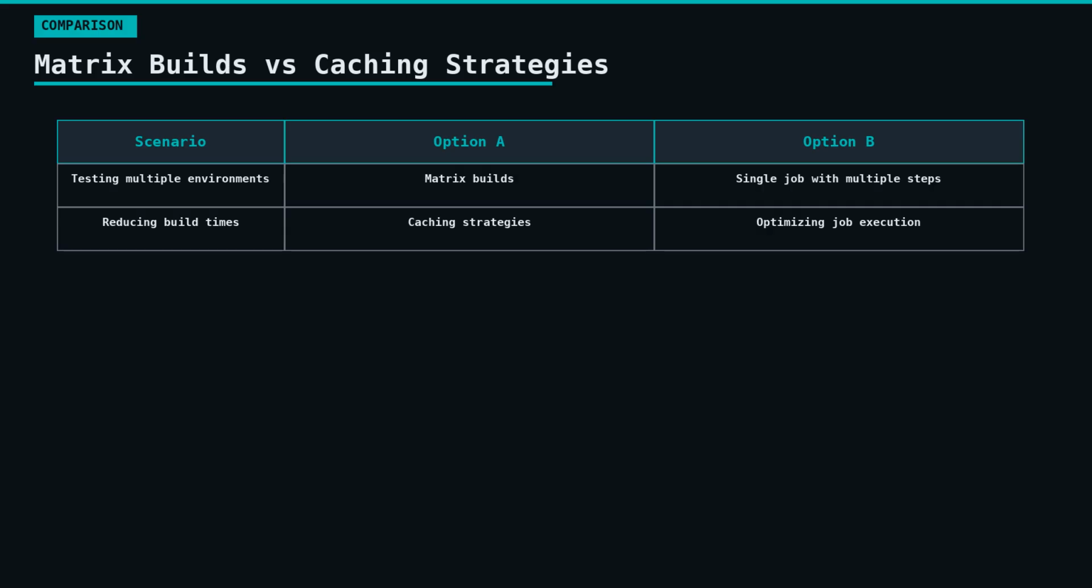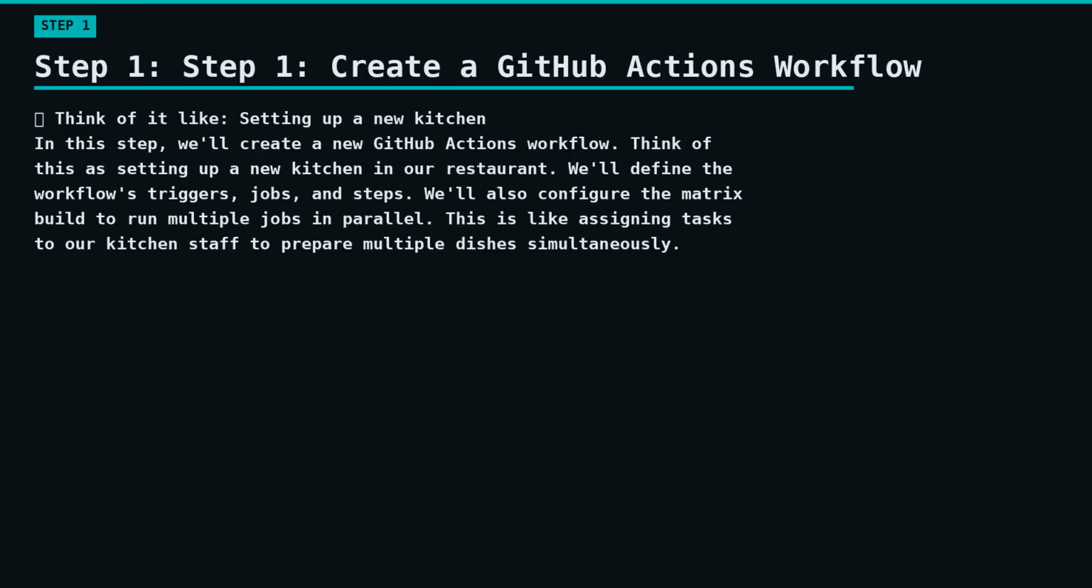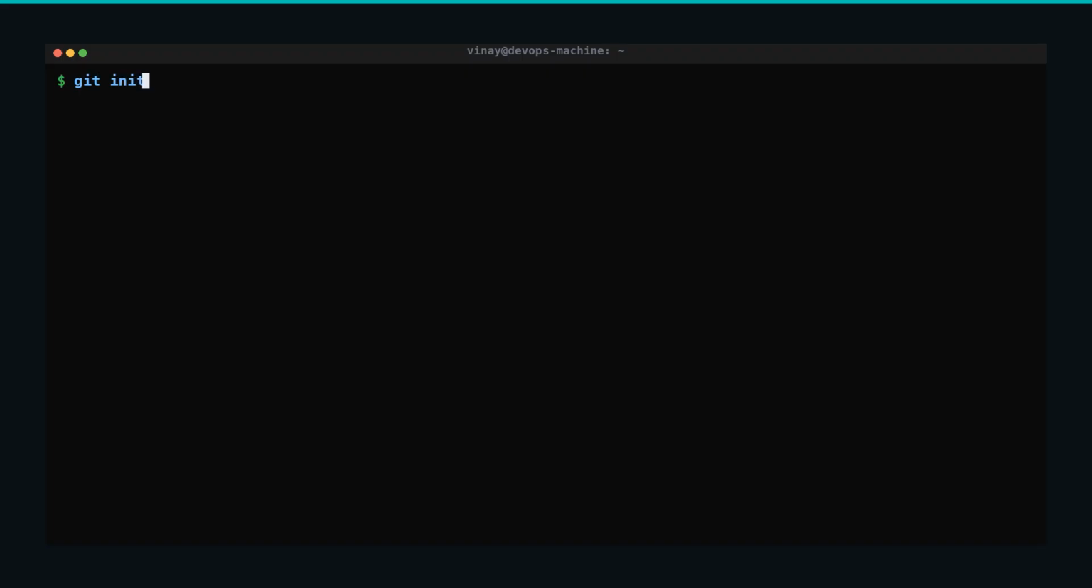In this step, we'll create a new GitHub Actions workflow. Think of this as setting up a new kitchen in our restaurant. We'll define the workflow's triggers, jobs, and steps. We'll also configure the matrix build to run multiple jobs in parallel. This is like assigning tasks to our kitchen staff to prepare multiple dishes simultaneously.